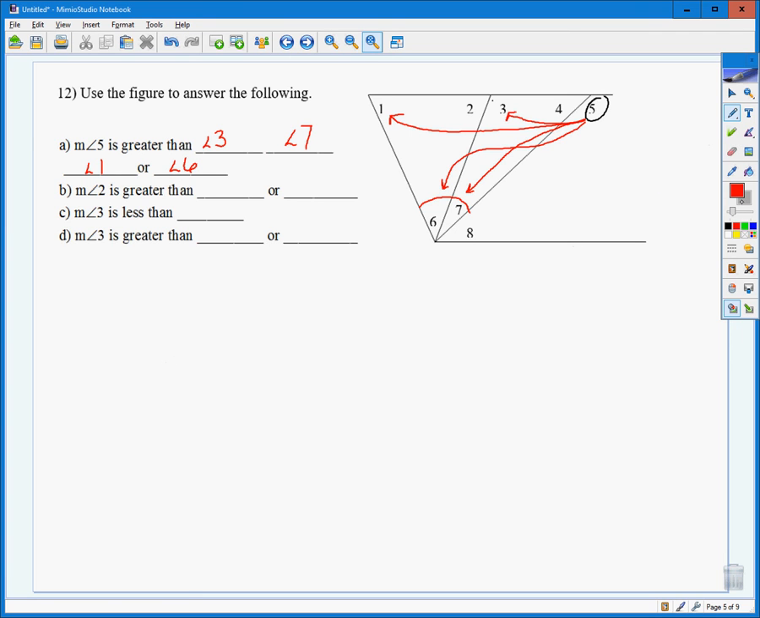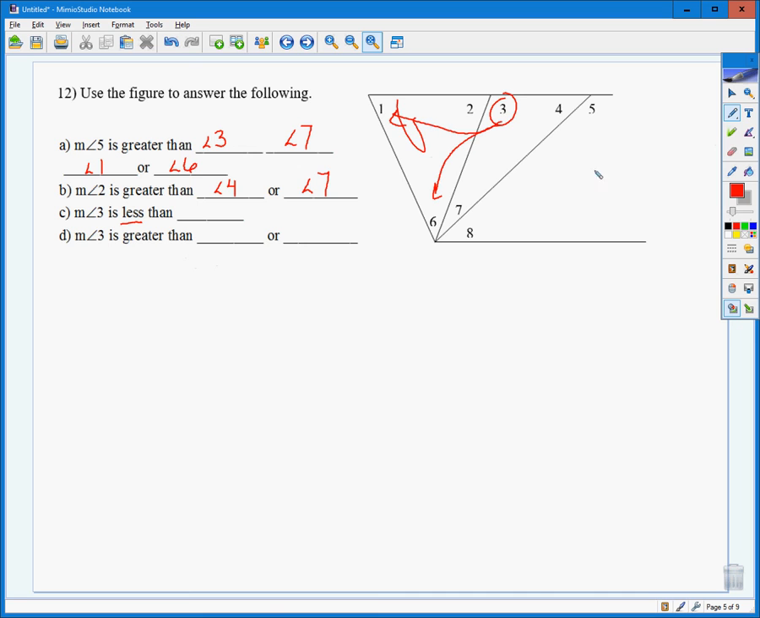When I go to look at angle 2, angle 2 is an exterior angle of the triangle that has angles 7, 3, and 4. So it is greater than 4, but it's also greater than 7. Angle 3 is an exterior angle of the triangle that has 1, 2, and 6 in it. So it is greater than 1, but it's also greater than 6. Oh, it's asking for what it's less than. So I don't need those.